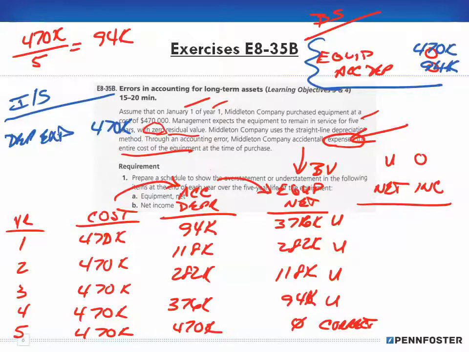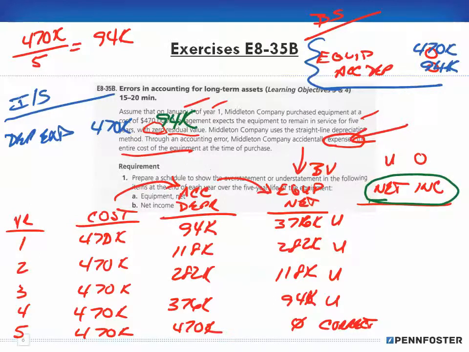Okay, if I had 470,000, I should have only 94,000 of expense. So what we're looking at here is our net income. We're not looking at our depreciation expense account. We're looking at net income.